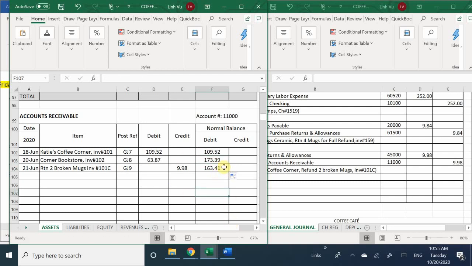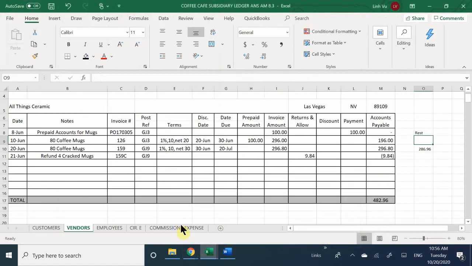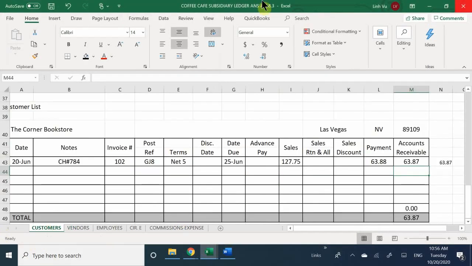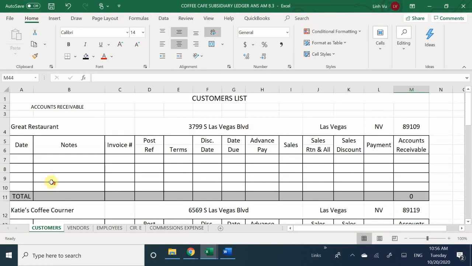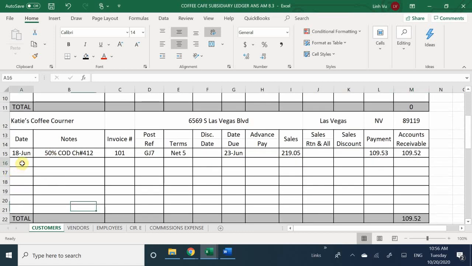163.41. Good. So now that we completed this, where do we need to go next? Subsidiary ledger customers. Yes, the subsidiary ledger for customers, because we're dealing with a customer. And Miss Katie should be the second one. Okay. So now we're going to write in the 21st.